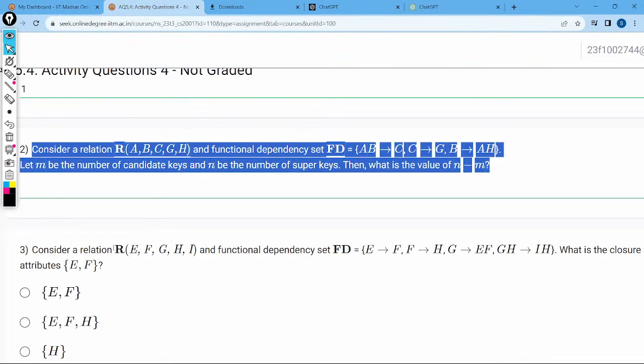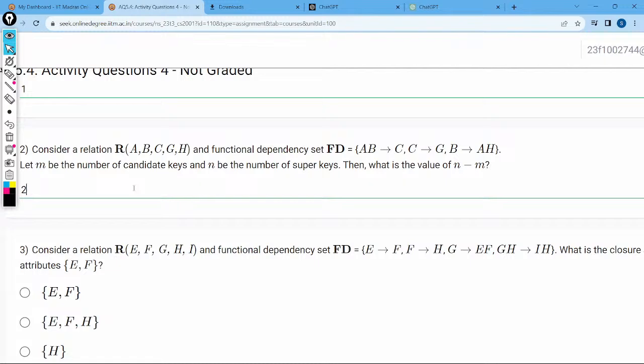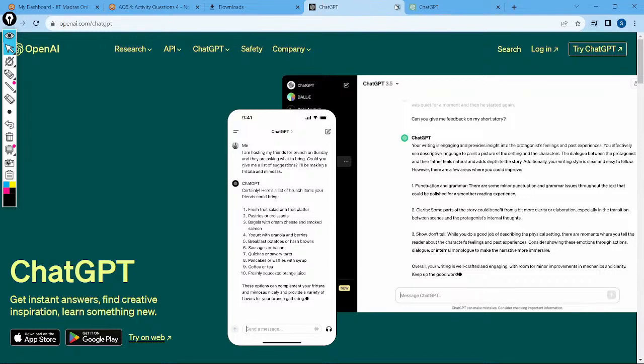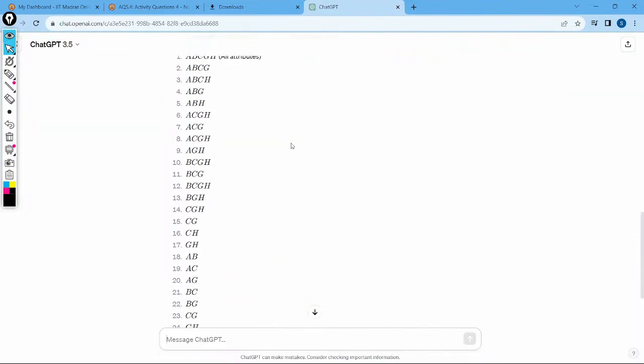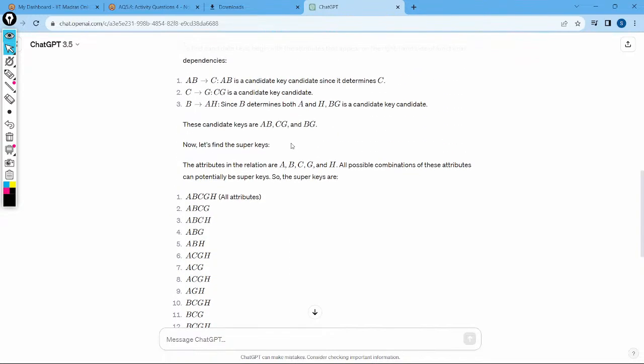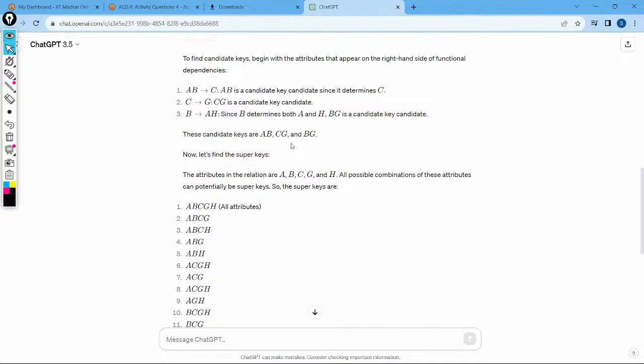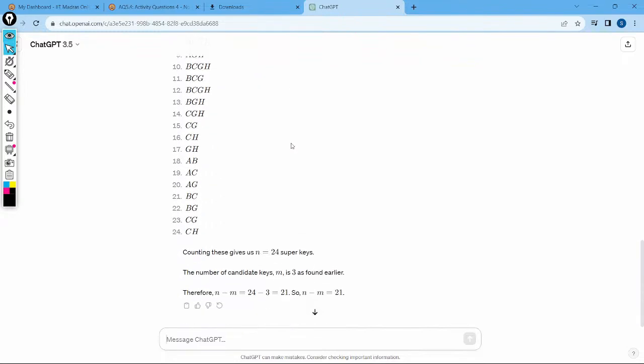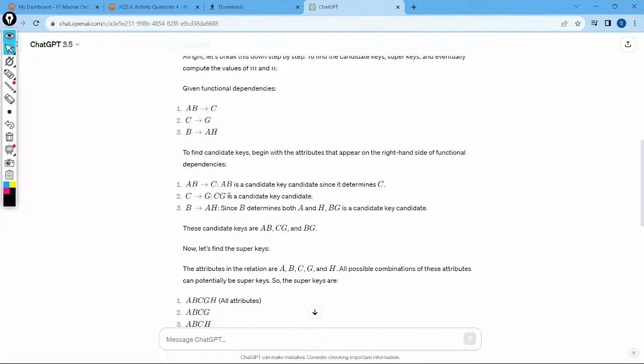I would need to check 24 or 21 as an answer, but I would not leave it out of the equation. So what this tells us is, through AB, C is a candidate key, since it determines CG. BG is a candidate key, since it determines both A and H.